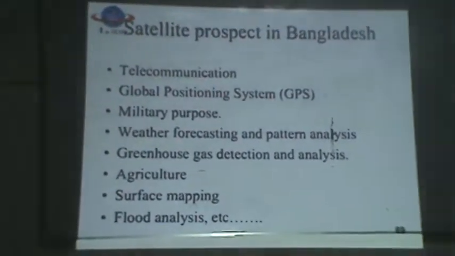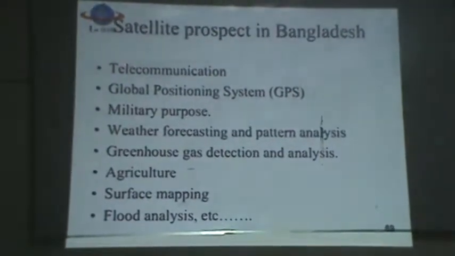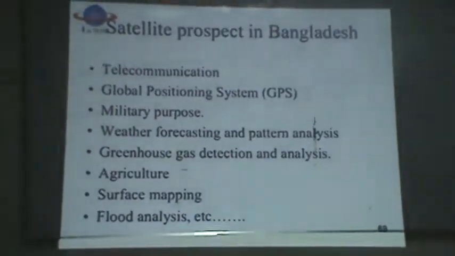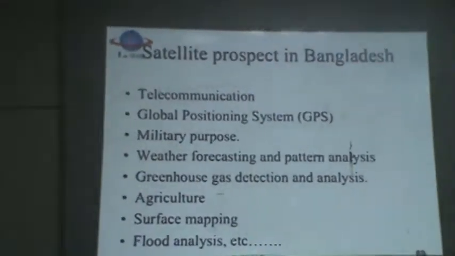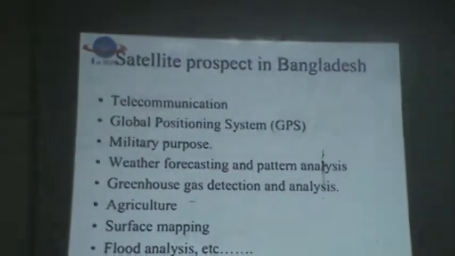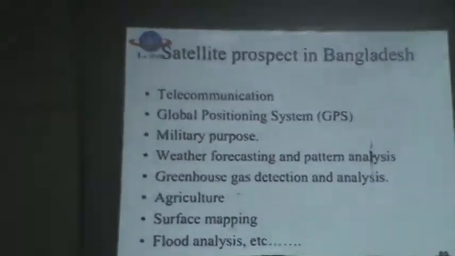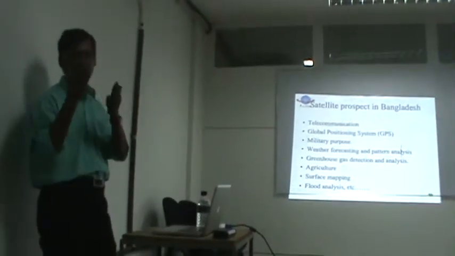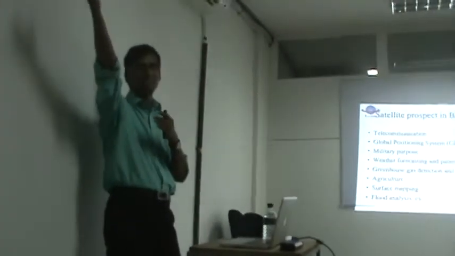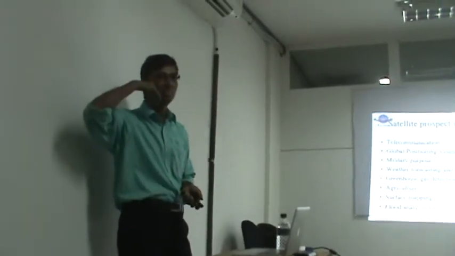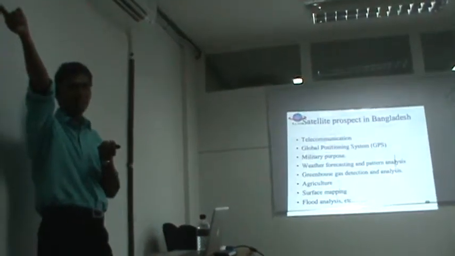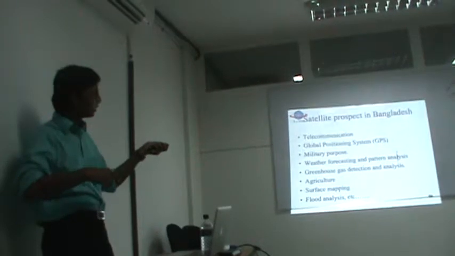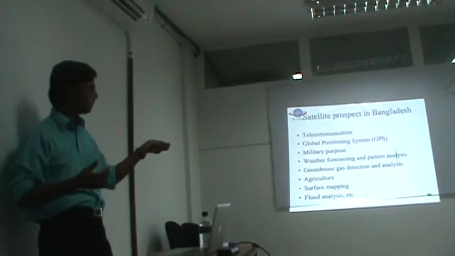Probably you know more of this, but we can work on telecommunication if we have our own satellite. We can save our money, because there are many mobile companies that buy the downlink and uplink from different companies. So when you talk, we have to pay money, and that money ultimately goes to the satellite company, right? So we can work on this field through this system.